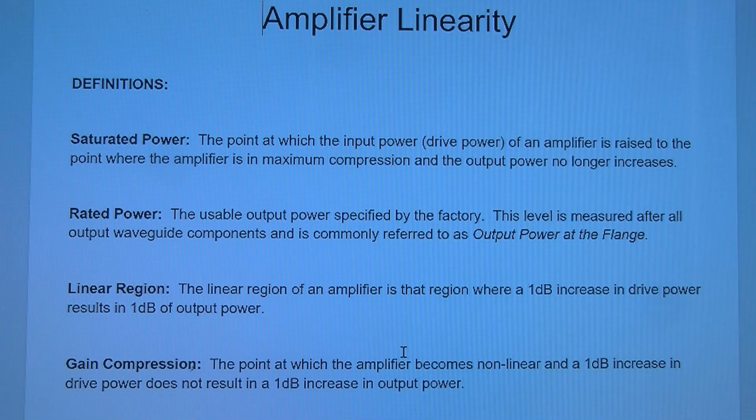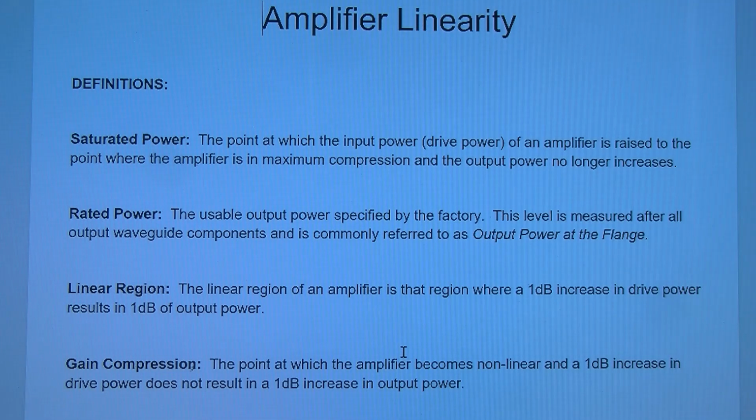So let's review a couple of definitions. The saturated power of an amplifier is when the tube is saturated with signal, and it will only make so much power. Once you reach that point, it's called saturation. Rated power is different. Rated power is taken after the output waveguide arm. There's filters, there's directional couplers, and there's a little bit of loss in that. So rated power is going to be a little bit less than saturated power. But that linear region that we looked at is way below even rated power output.